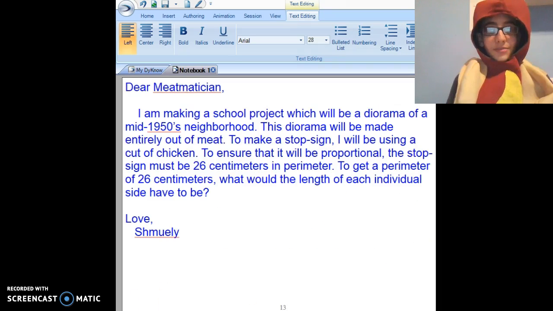hot dogs. Our next submission was sent in by Shmuley. He writes, Dear Meatmatician, I'm making a school project which will be a diorama of a mid-1950s neighborhood. This diorama will be made entirely out of meat. To make a stop sign, I'll be using a cut of chicken. To ensure that it will be proportional, the stop sign must be 26 centimeters in perimeter. To get a perimeter of 26 centimeters, what would the length of each individual side have to be?